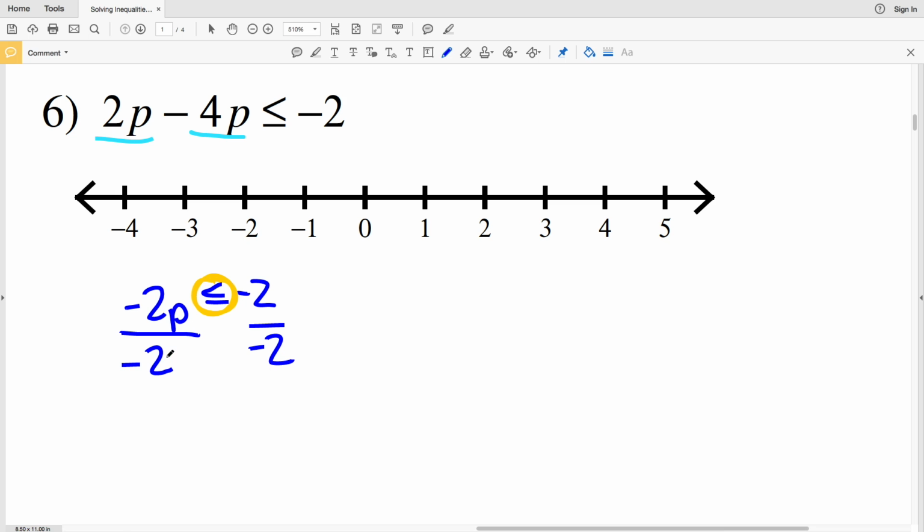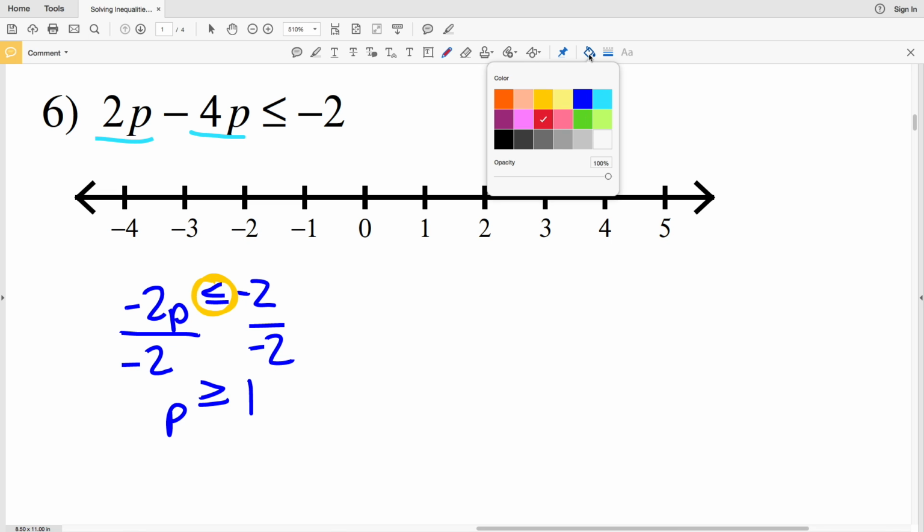So negative 2p divided by negative 2 is going to be a positive p, and that is now going to be not less than or equal to, but greater than or equal to negative 2 divided by negative 2, which is a positive 1. So p is greater than or equal to positive 1. I'm going to circle 1, shade that in since p can be equal to 1, and I'm going to shade in everything to the right.